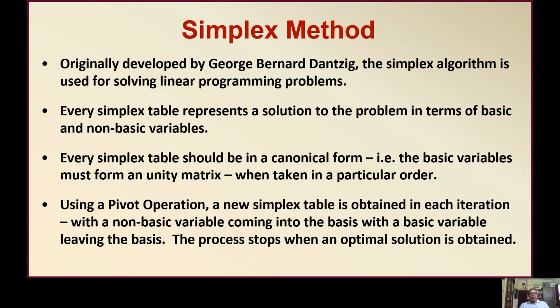So with a pivot, a new simplex table is obtained in each iteration, with a non-basic variable coming into the basis and a basic variable leaving the basis. The process stops when an optimal solution is obtained. So that, in a nutshell, is the simplex method.